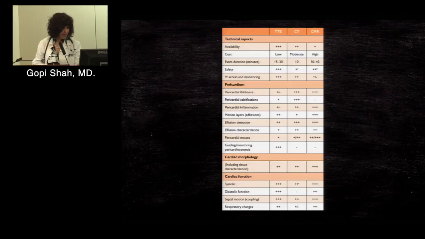Obviously, this shows that pericardial thickness and calcifications are better seen with CT, and thickness also with MR. Inflammation is best seen with MR, and for detection of effusion, I think echo is pretty good. Again, we are limited by the field of view, so if you have loculated effusions hiding behind, say, the atrium, sometimes you don't get as good a view. But what echo offers additionally, and MR too, is the cardiac function, the diastolic dysfunction, the septal motion, and the respiratory variations.